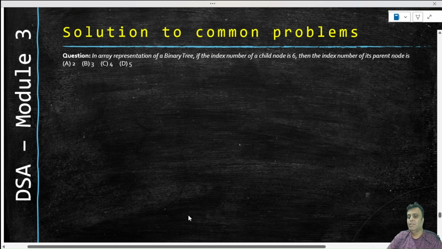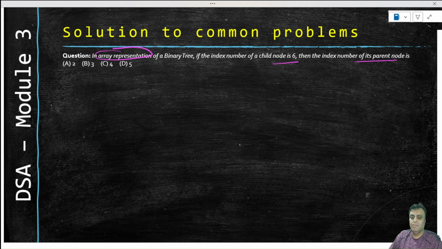This says that for a binary tree with the index number of a child node at 6, what is the index number of its parent node? They are saying that you have an array representation, and we have already done an array representation. So we know that the parent node is at the floor of I by 2. So what is I by 2 here? 6 by 2, which is 3. So the answer is 3, right? That is the answer to this question.